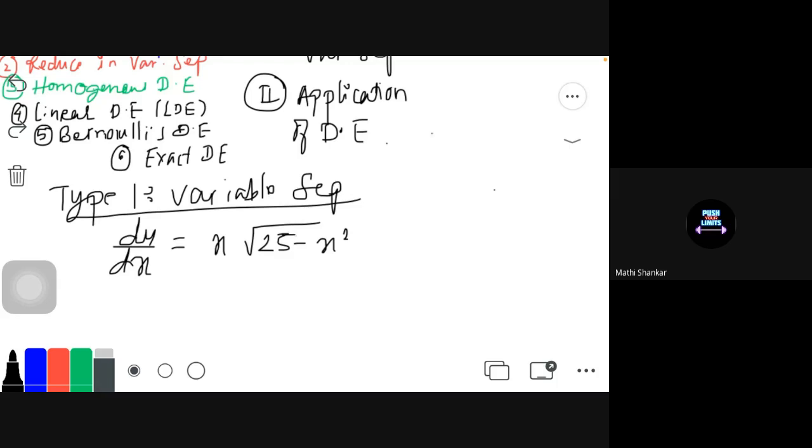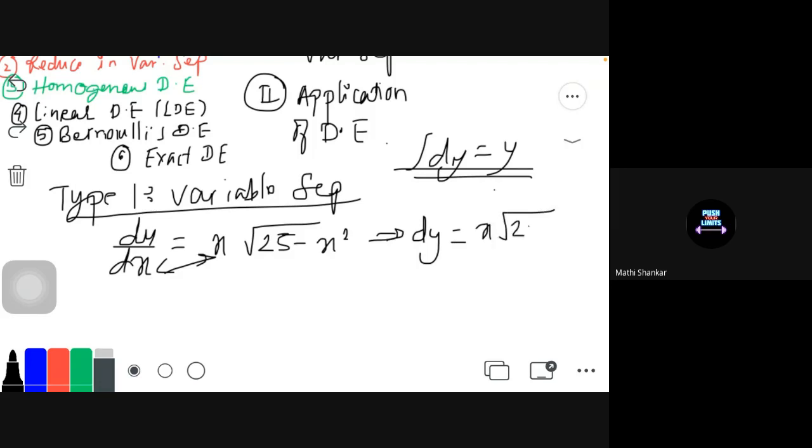But how can you get the value of y? We know integration of dy will give me y. Hence, you need this term. So x will go with x. Therefore, I will get dy is equal to x into root of 25 minus x square dx. So now your y is with y and x is with x. So this is what is called variable separable. Now x is with x and y is with y. So now you can take integration.